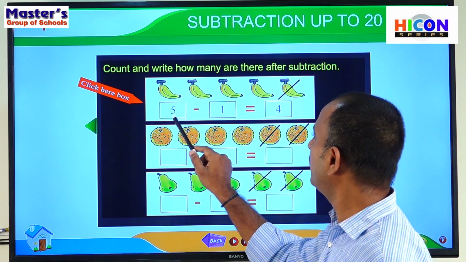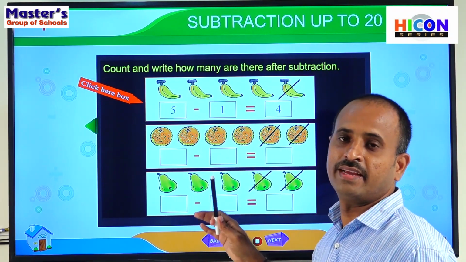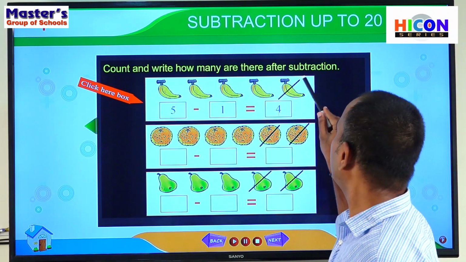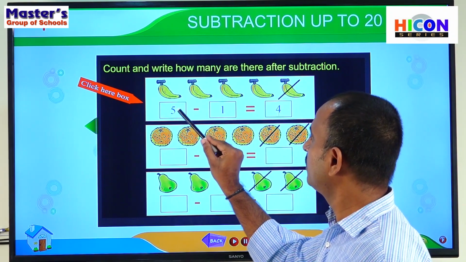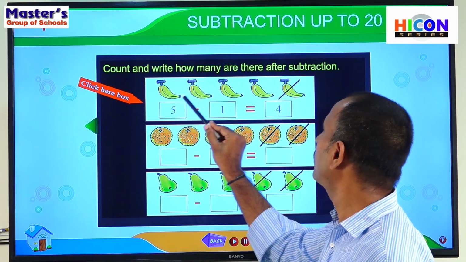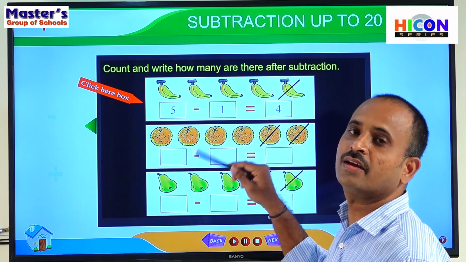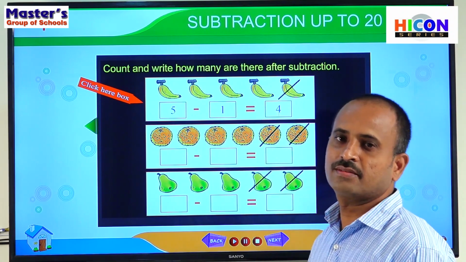So this is the way how to subtract. So subtraction means taken away. The taken away can be represented by the strike off. So the strike off represents taken away. So in the subtraction, the first number gives the total number of bananas and the second number represents how many bananas are taken away and the answer represents the difference.